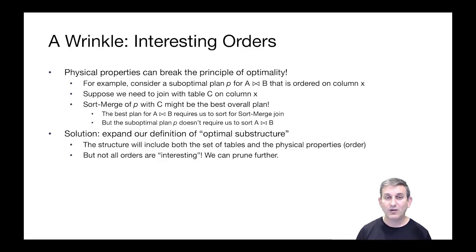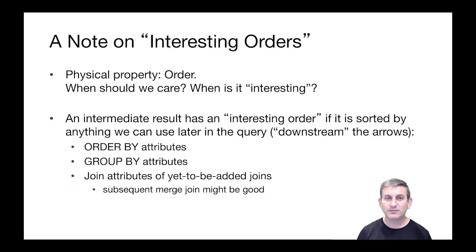Okay, and so we're going to need to do something to expand our definition of the optimal substructure here in dynamic programming, so that we keep this plan A join B that is ordered on column X. We keep that plan in our dynamic programming table. So this structure is going to have to somehow include not only the set of tables, but the physical properties of ordering as well. Unfortunately, not all orders are interesting, and so we can actually prune this a little bit further. So before we give the final answer here, let's talk about what makes an order interesting.